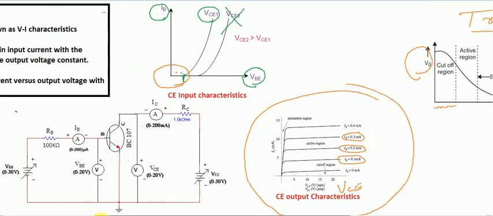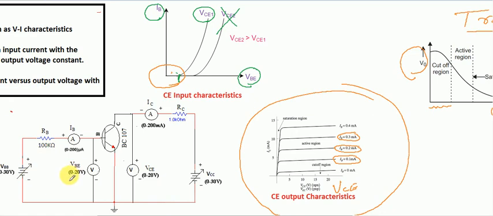Once again, when the input voltage VBE is very low, the transistor is in the cut-off region, or it is not allowing any current to pass through. Because we learned from the input characteristics that below a particular value of voltage, it is not allowing any current to flow. That is, IB is 0. So this particular region is known as the cut-off region. In that region, the transistor is in the cut-off stage. It is not allowing any current to flow through.